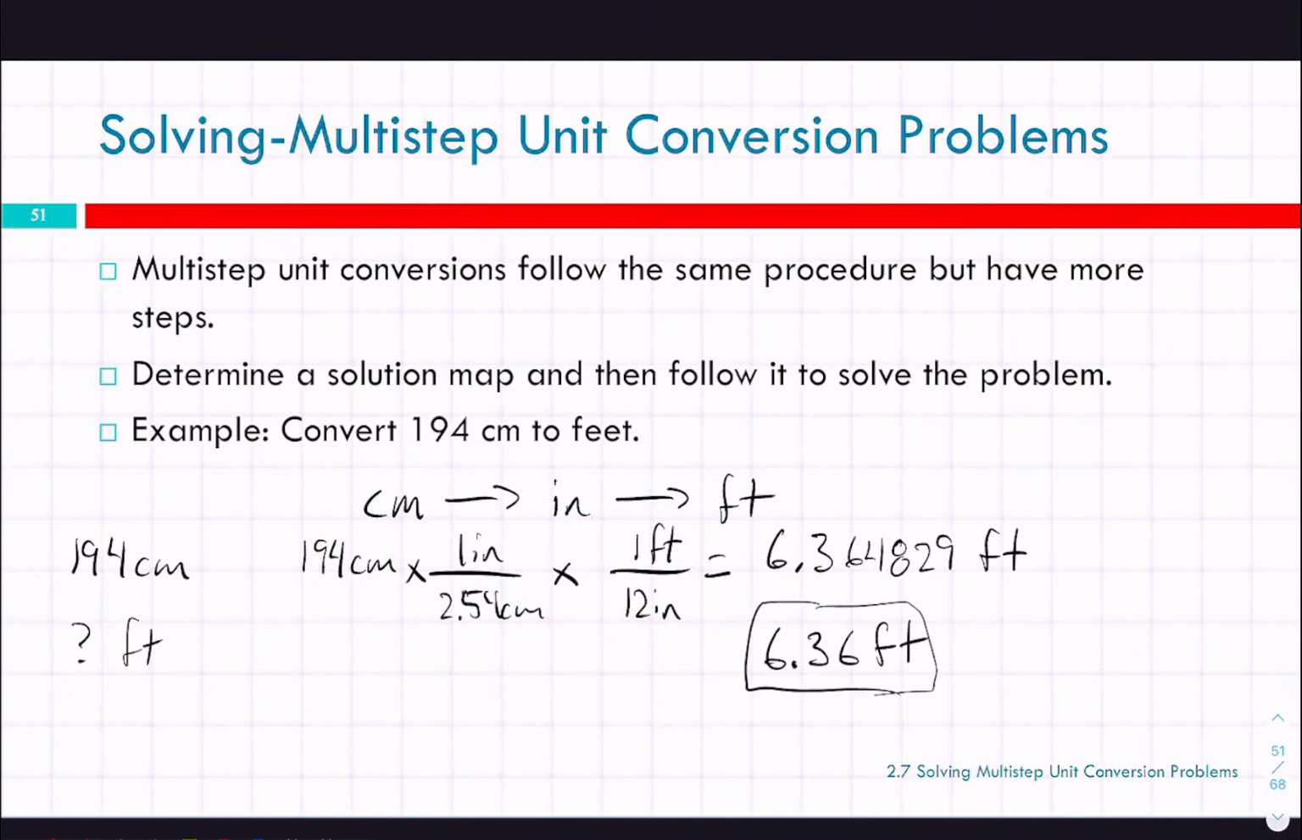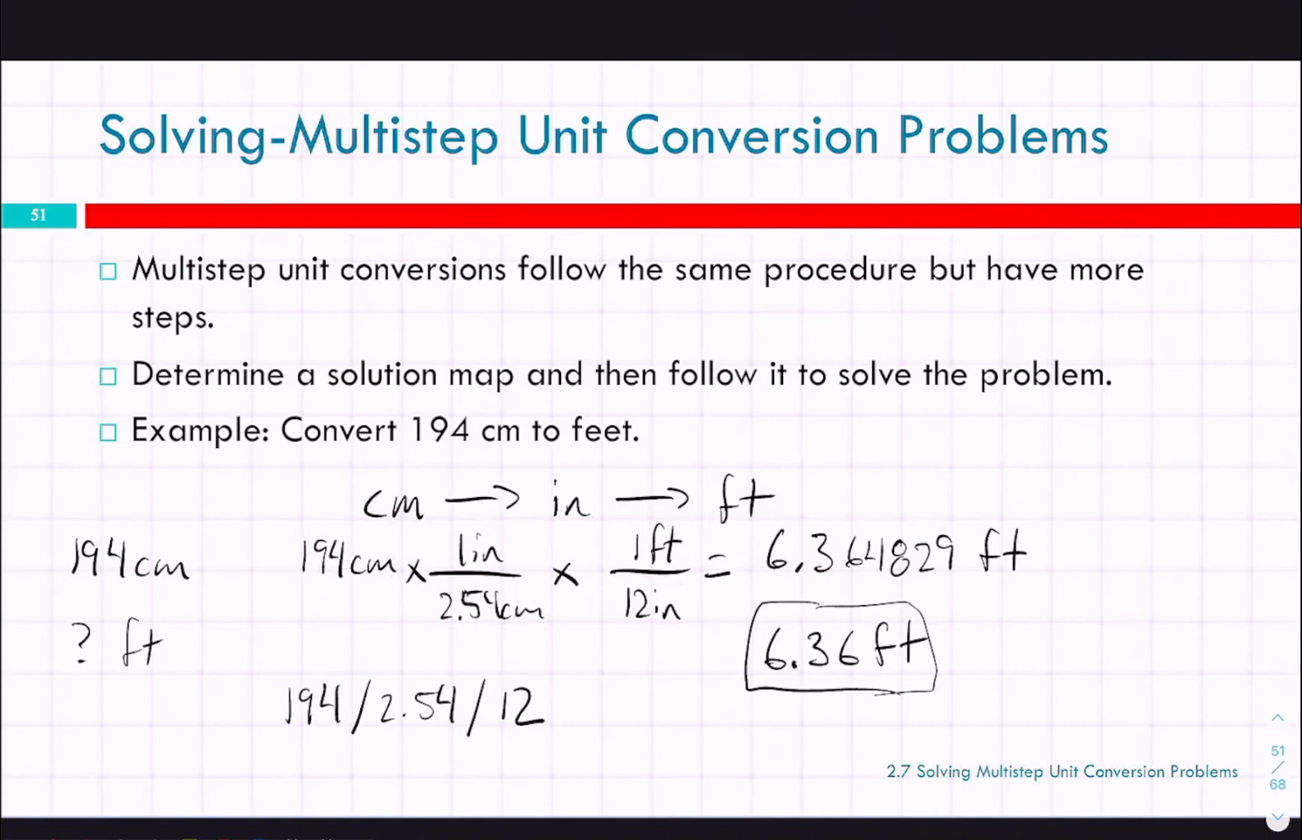Now, I do want to point out something important here. When you're typing things into your calculator, it will follow PEMDAS. It'll follow the order of operations exactly, even if that's not what you meant. So I type in 194 divided by 2.54 divided by 12, and that works. That'll give you the answer. What you can't do, and what you might be thinking, is that this is 194 times 1 divided by 2.54 times 12.